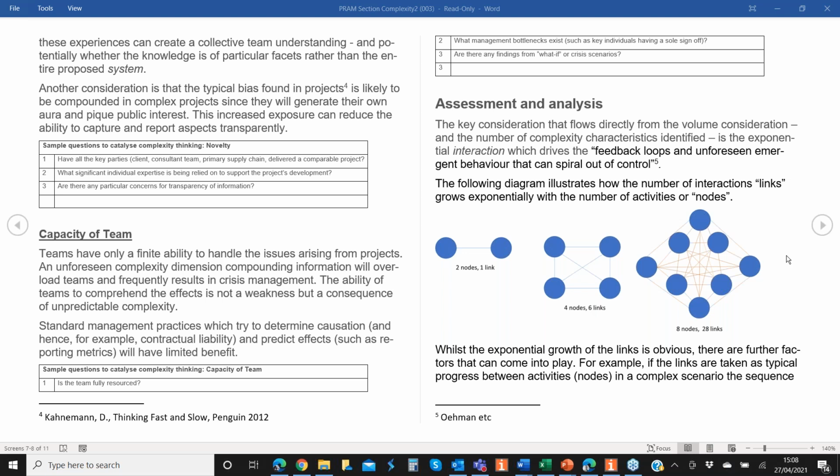So three questions though on thinking about novelty. Have all the key parties delivered something that's comparable? What significant individual experience is being relied on? It's quite interesting on some of the big complex projects I've worked on. There were technical issues that always referred to one person, and generally quite a mature person, and they could never go into retirement because they became the font of knowledge for so much of the design parameters.